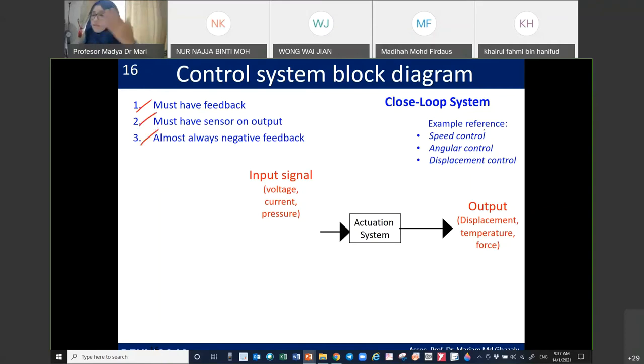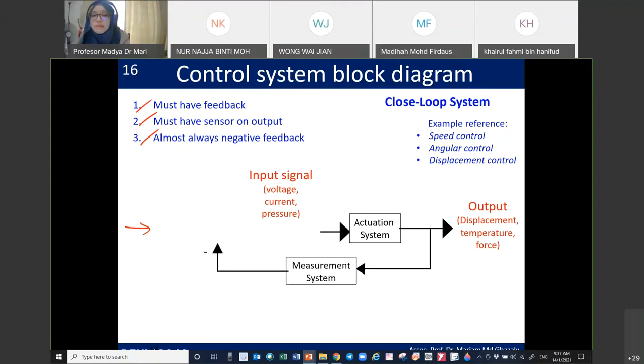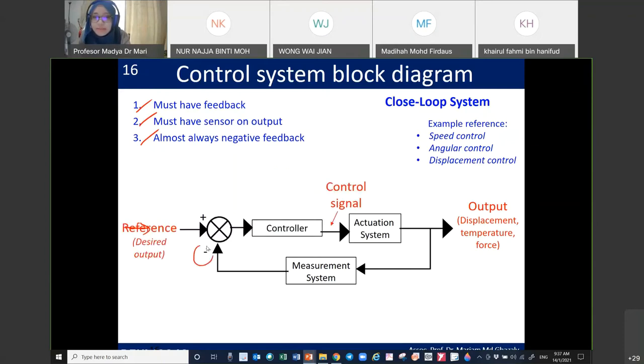An example of a reference that you set at the beginning is maybe speed control. You want to control the speed, an angular controller, motor rotation, or you want to control a linear displacement. So you must have a feedback. Make sure you draw out the feedback with the measurement system inside here, and make sure you put it negative over here. And then you have a controller here, then you have the reference, the desired output, over here.